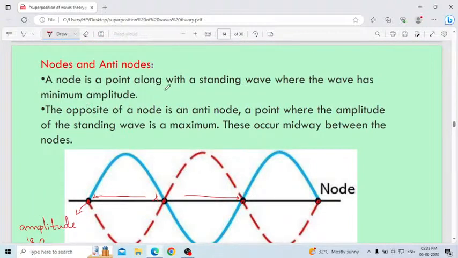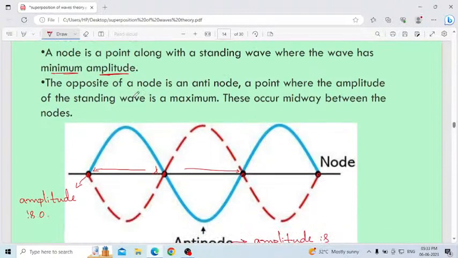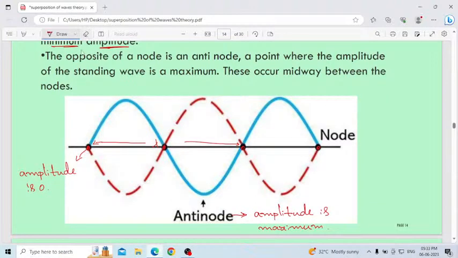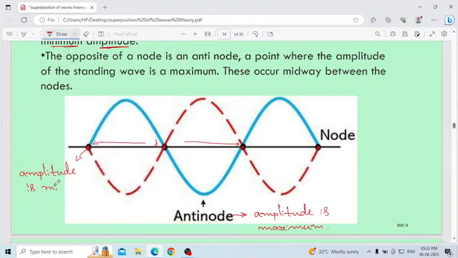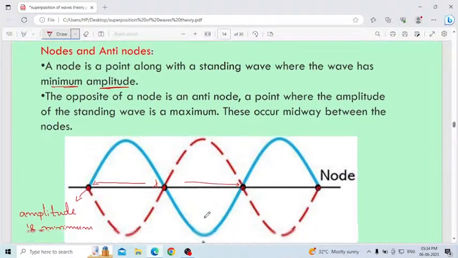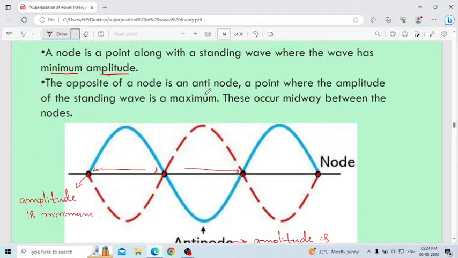A node is a point along a standing wave where the wave has a minimum amplitude. Minimum amplitude or 0 amplitude you can also consider, but we will not consider 0. Better to consider minimum only. Okay, amplitude is minimum. Antinode means amplitude will be maximum. The opposite of a node is an antinode, a point where the amplitude of a standing wave is maximum.